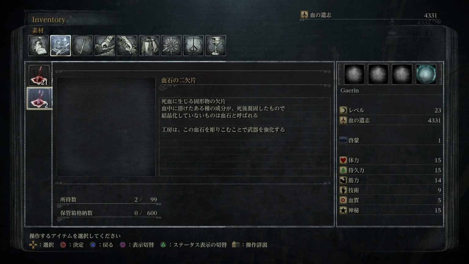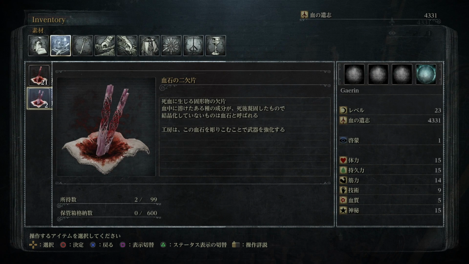By the way, now that I'm on this item screen, let me just quickly note that in both Japanese and English, the description for the twin bloodstone shards is exactly the same as the description for the bloodstone shard.